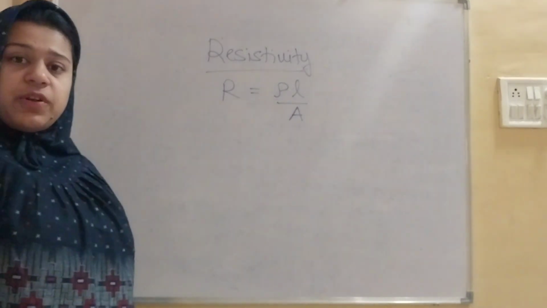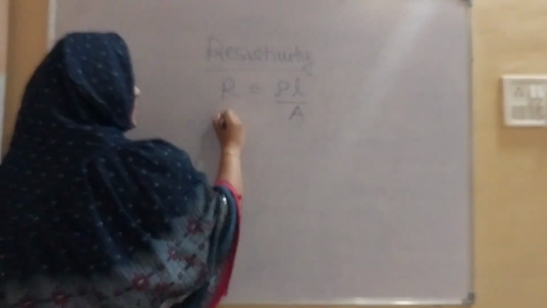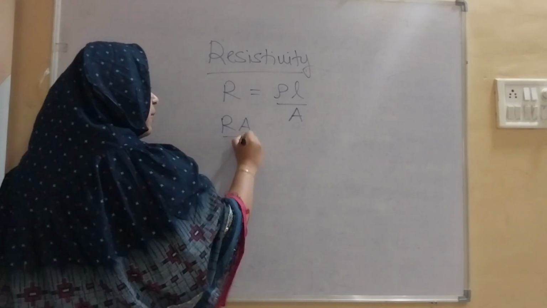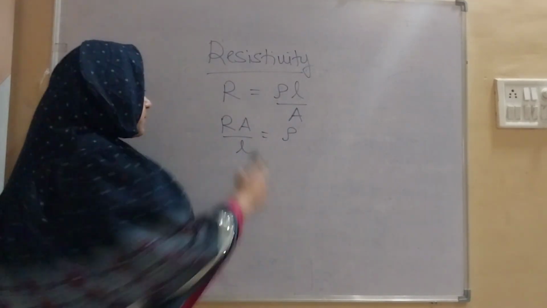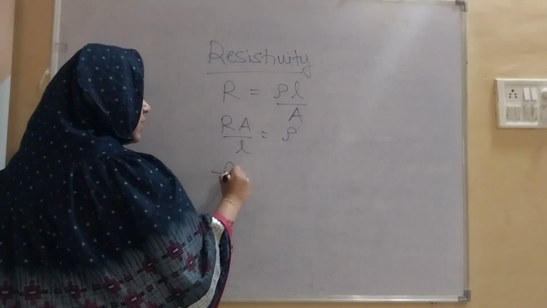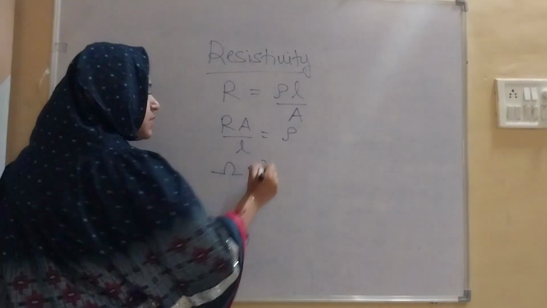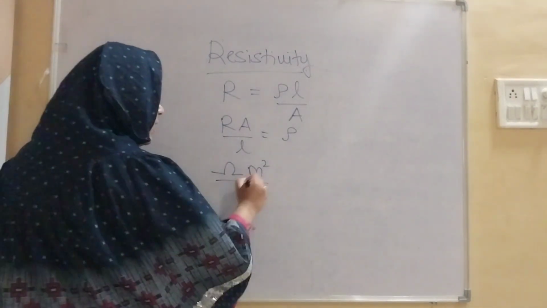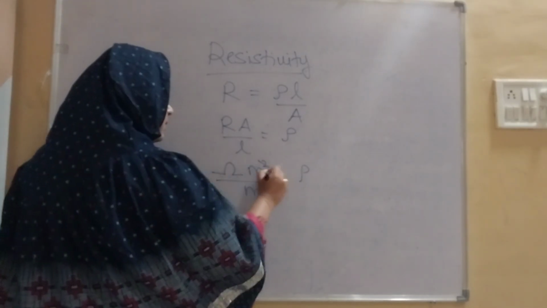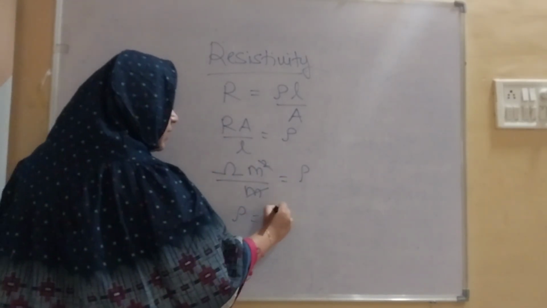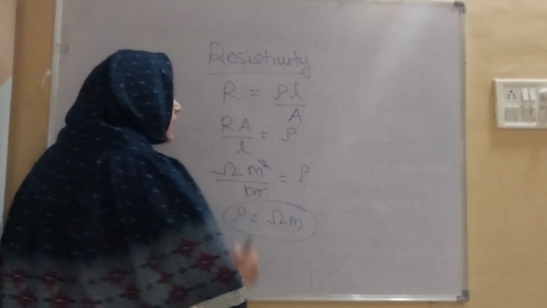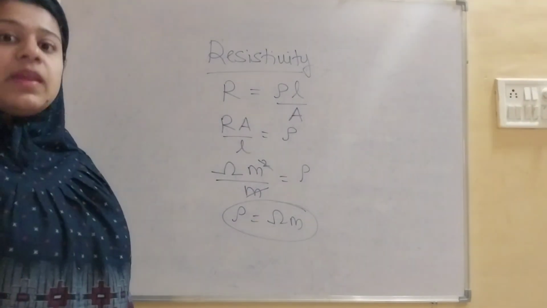Finding the SI unit for resistivity: R A upon L equals rho. SI unit for resistance is ohm. For area it is meter square, and for length it is meter. So we get the SI unit for resistivity as ohm meter.